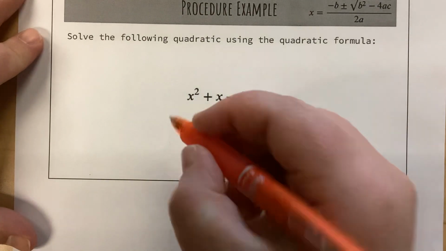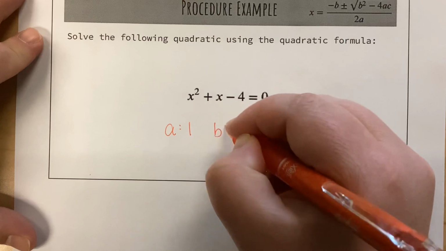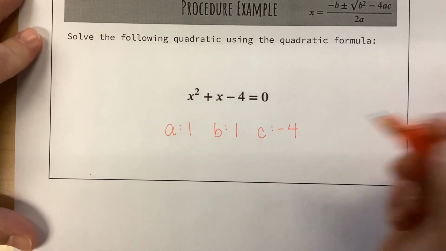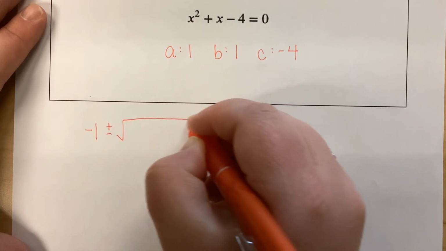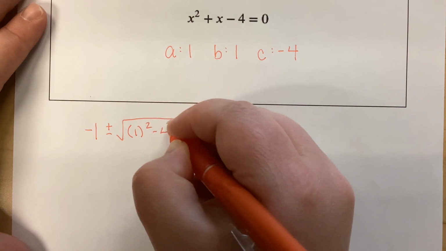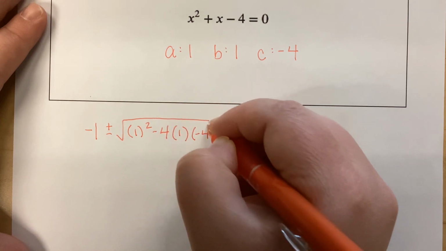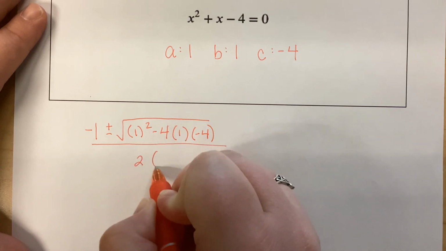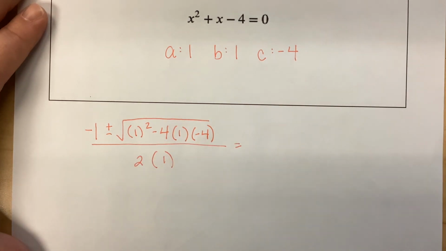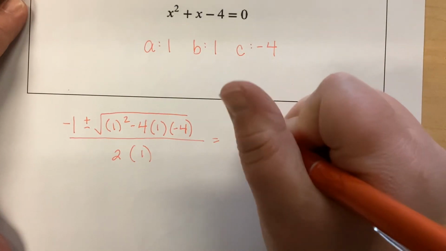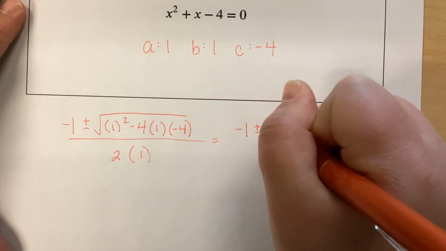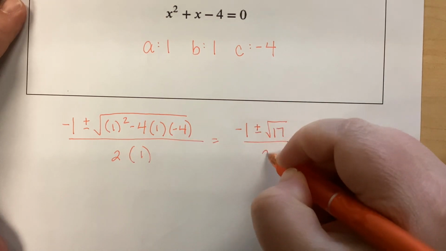All right, one more. Here we go. So we're going to say that A is 1, B is 1, and C is negative 4. So when we put it in the formula, opposite of B is negative 1, plus or minus the square root of 1 squared minus 4 times 1 times negative 4, all over 2 times 1. All right, here we go. 1 squared minus 4 times 1 times negative 4 is 17. So I have negative 1 plus or minus the square root of 17 over 2 times 1, which is 2.